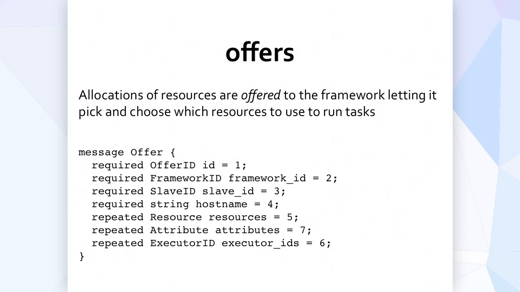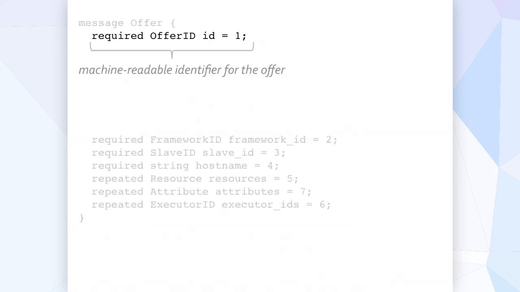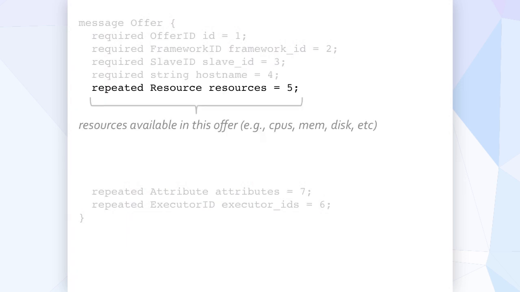Now on the offers side of things, offers is the event when you receive resource allocations from a Mesos master. I'm going to jump through these things. Offers are very similar. An offer has an ID, which is a machine readable identifier for the offer. You use that later when launching tasks. The slave ID is also a machine readable identifier for the slave that these resources are coming from. You might want to know that because you're running other tasks there. The resources are the actual resources that have been allocated to you that are available for you to run some things. And that's all I'm going to talk about for offers.